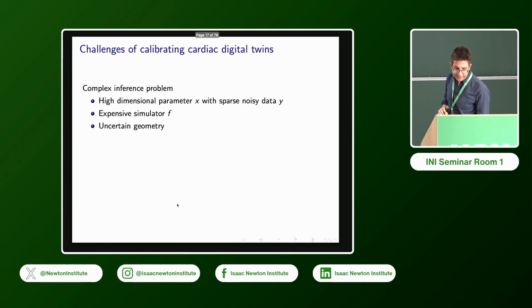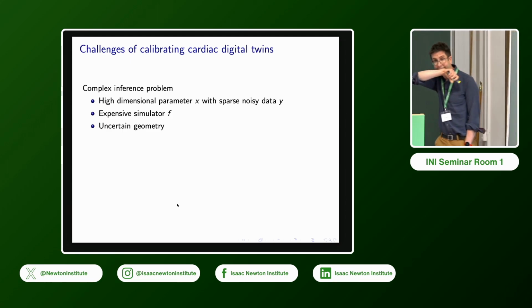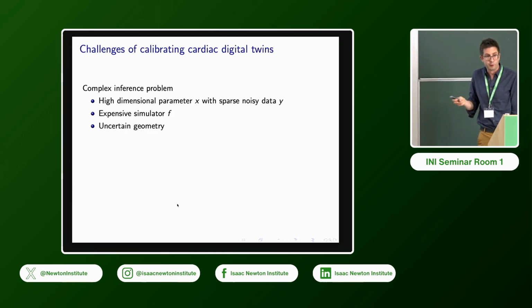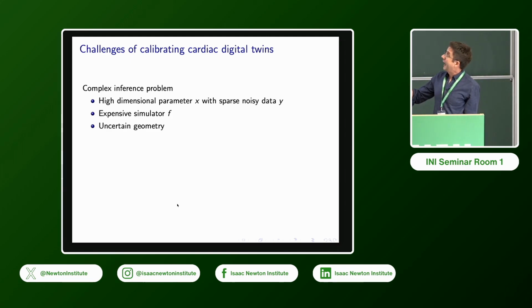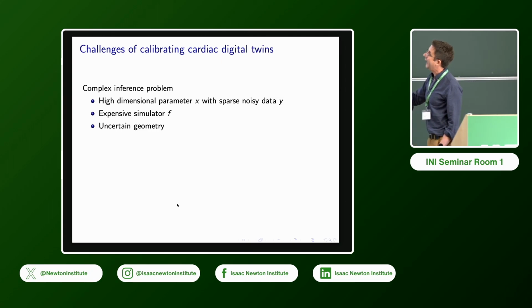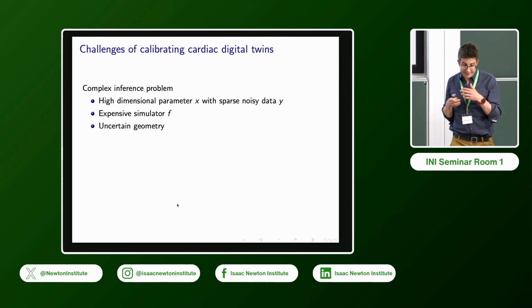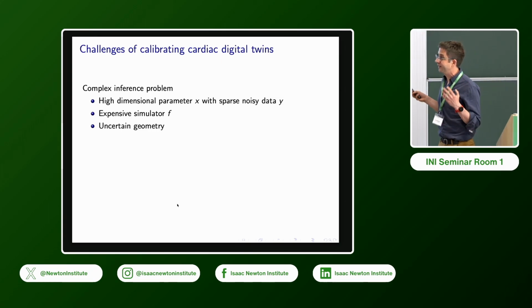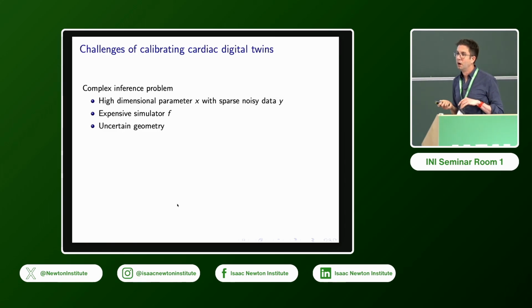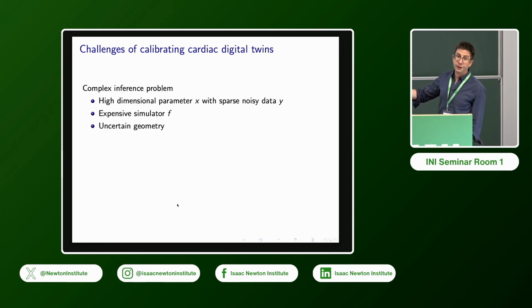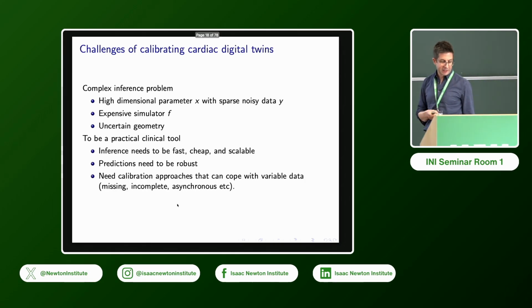Okay. So this is kind of an impossible challenge in some sense. There's no hope of achieving this, at least in full generality. These parameters, X, at least in the model I wrote down, were spatially varying. And we've got really sparse, noisy data. So we're not going to be able to estimate it without making strong assumptions about how X varies. The model here, F, is really expensive to run. It takes about an hour on an HPC to run once. So we're not going to be able to do tons of simulations. We don't really know the geometry of someone's heart, and so on.